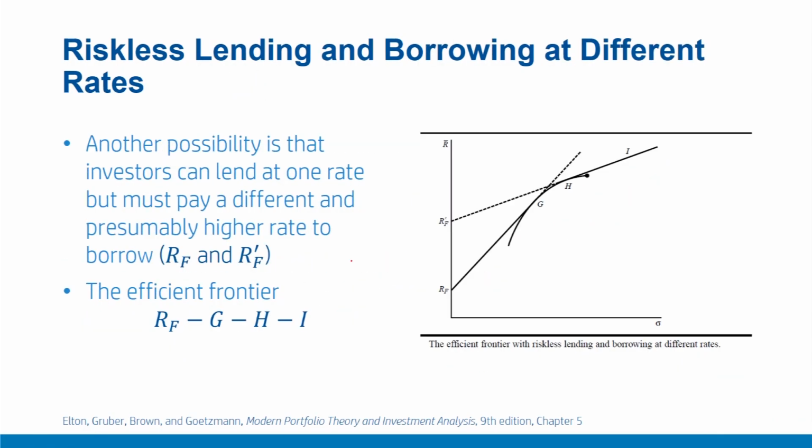Lastly, we'll discuss a special case where riskless lending and borrowing are allowed at different rates. This is a very practical case which we encounter in daily life. The interest rate at which we borrow is usually much higher than the interest rate at which we invest. For example, you can invest at RF and borrow at RF dash. RF dash is higher than RF.